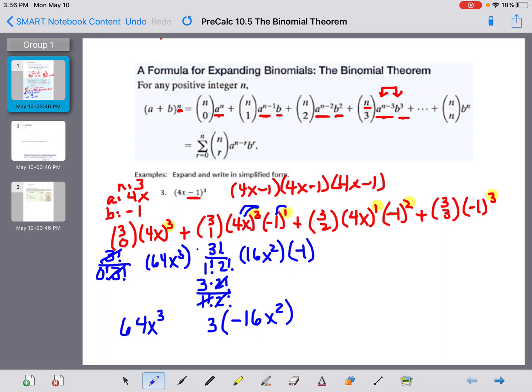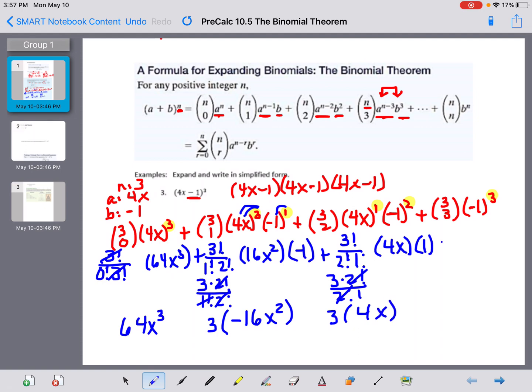All right, now we're on to the third one. That's a 3 factorial over 2 factorial. The difference of those is 1 factorial, which is the same thing as 3 times 2 factorial over 2 factorial times 1. Those cancel, I'm left with 3 again, times my 4x to the first is still 4x. Negative 1 squared is positive 1, so those two together make 4x. All right, last term here, when I have 3 factorial over 3 factorial, the difference of those is 0 factorial, and that's just going to cancel, and I'm going to be left with 1. And negative 1 to the third is negative 1, so I get negative 1.